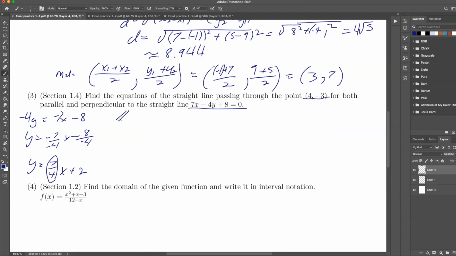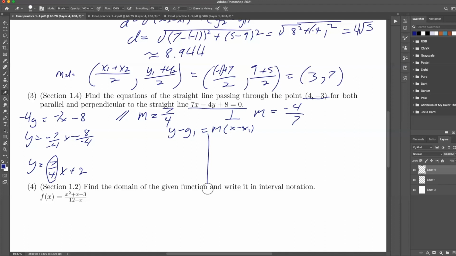All right, so we're going to do the parallel, and we're going to do the perpendicular. For the parallel, the slope will be the same as this one, so it'll be 7/4. For the perpendicular, we're going to take the opposite reciprocal, so it'll be minus 4/7. For both of these, we're going to plug into our point-slope form. So here we have a point of y1 and x1. And so in this case, here's the point we're using for both of them.